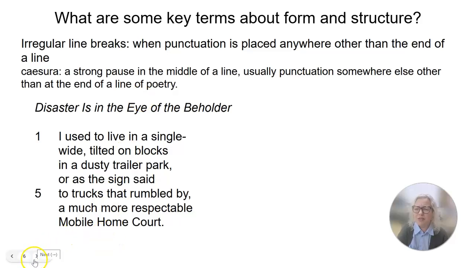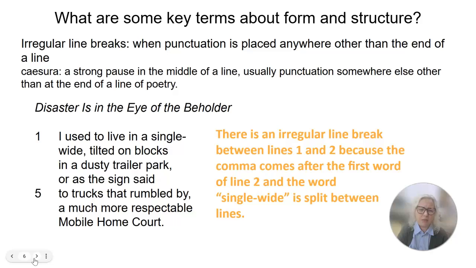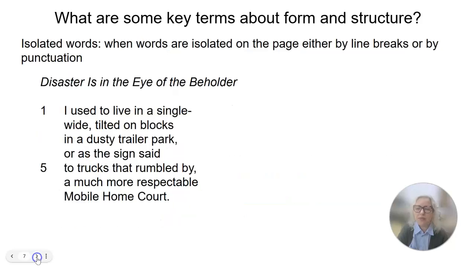But if you don't want to have to remember that fancy word, you can just think of them as irregular line breaks. And there's an irregular line break between lines 1 and 2 because the comma after "wide" comes after the first word of the line. And the word "single" is split between 2 lines. That's what I was talking about a moment ago.